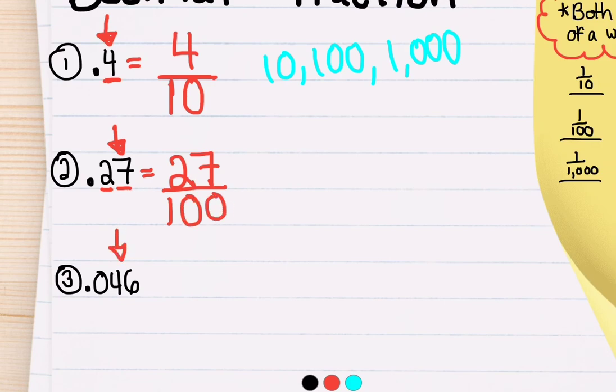Same thing, 46. 46 is your numerator. Your denominator is going to have a 1. And how many zeros? 1, 2, 3.